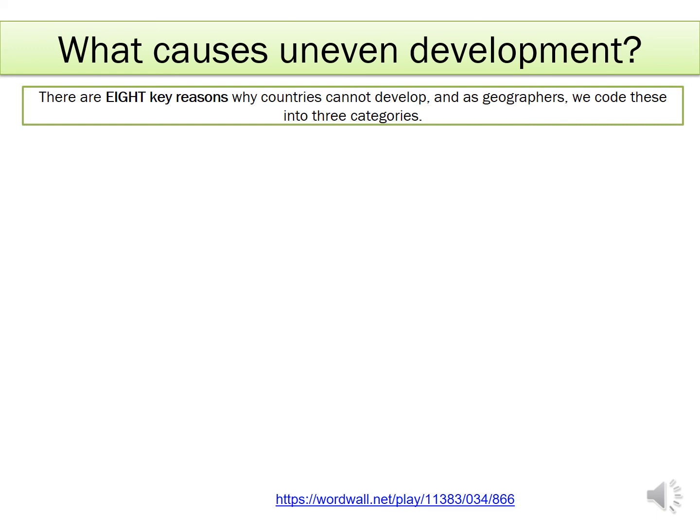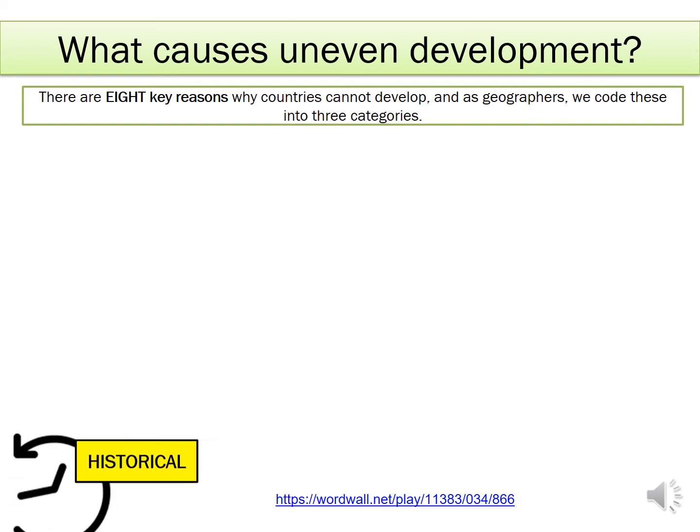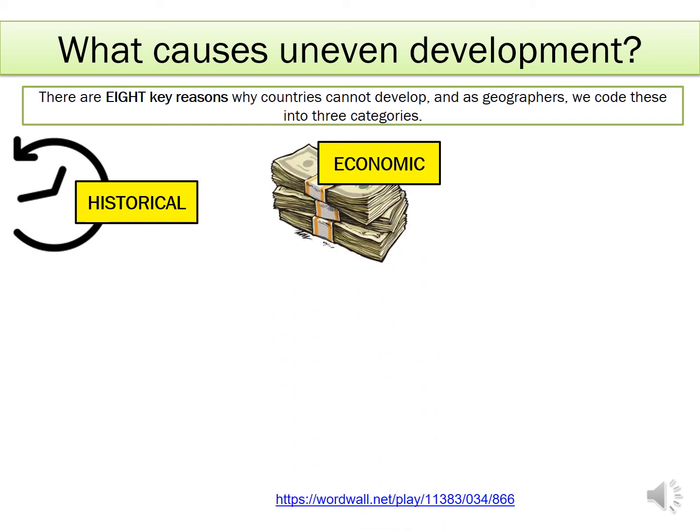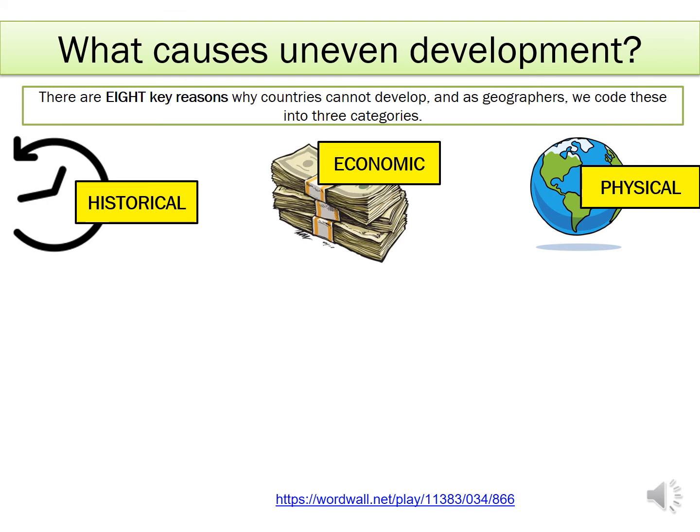It is not the usual social, economic and environmental that you are used to. The first one is historical. So anything that has happened in a country's past that might stop it from getting richer. The second one is economic. So anything to do with their economy, their income, their industry that would stop them from getting richer. And then the final one is anything to do with the country's natural environment that would stop it from making any money.